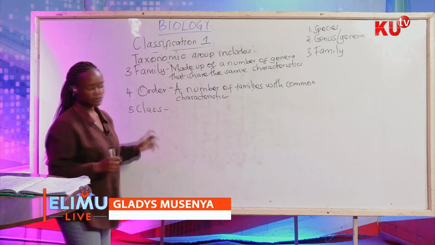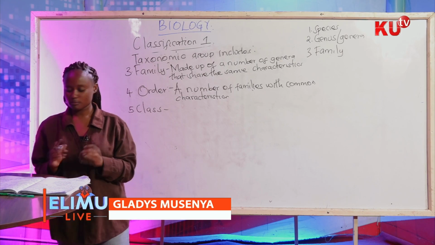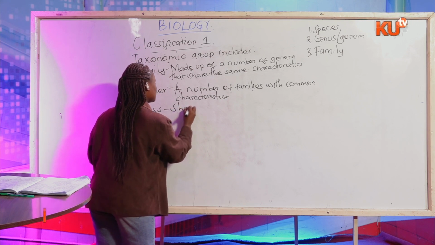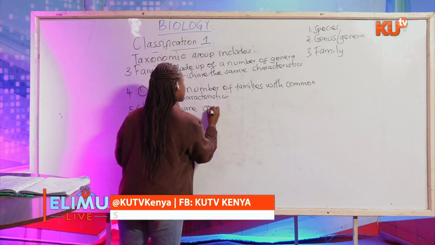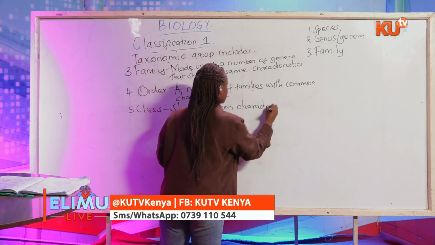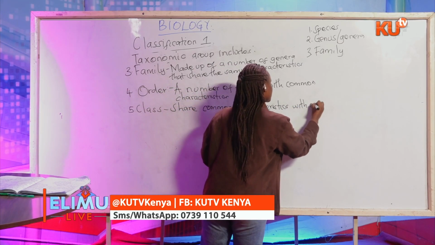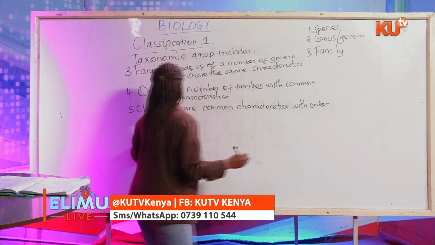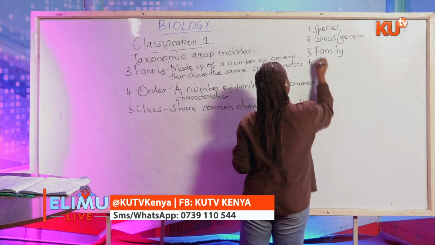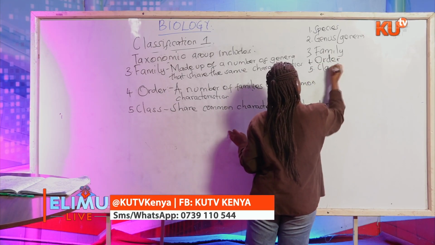Now we go to our fifth, which is class. Class is the fifth one. Orders that share a number of characteristics make up a class. So they share common characteristics with order. So class, we have family, order, class. So we update here. We have the fourth one, order, and then the fifth one, we have class.